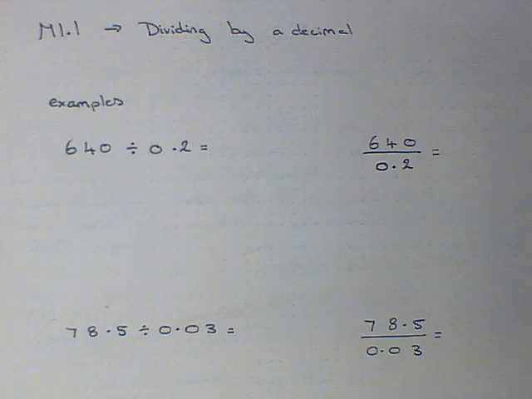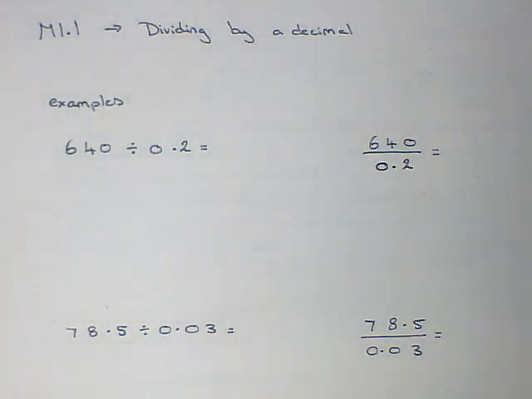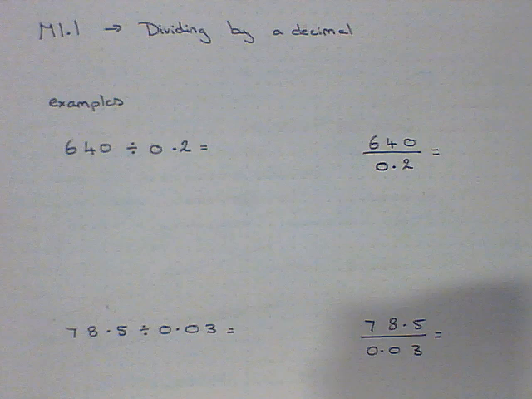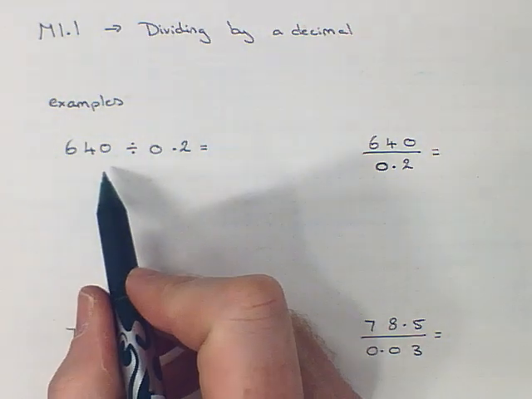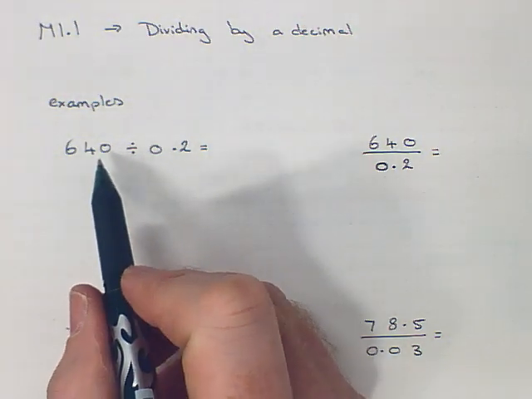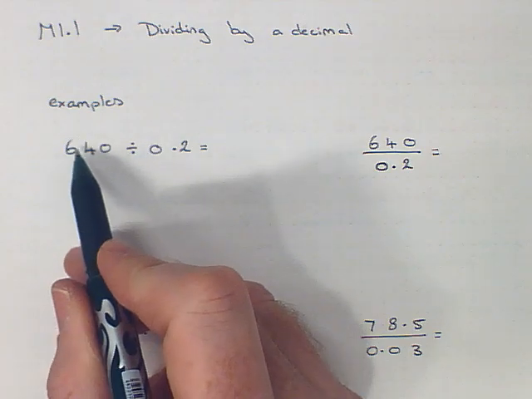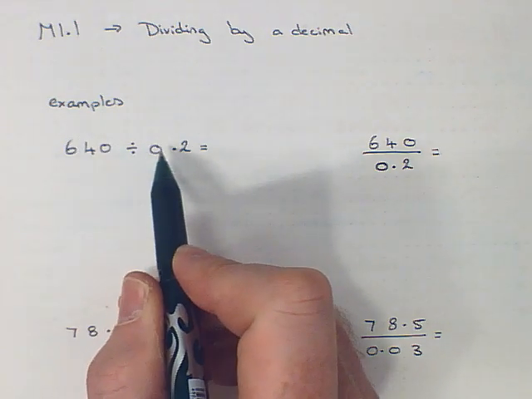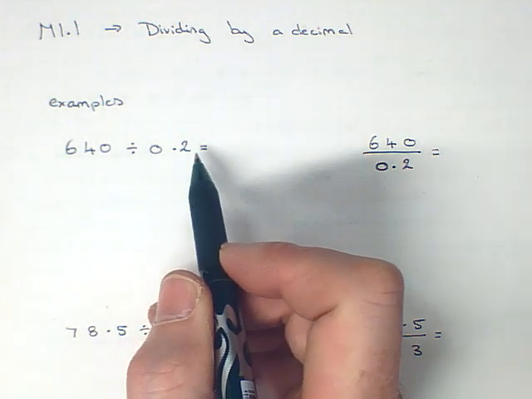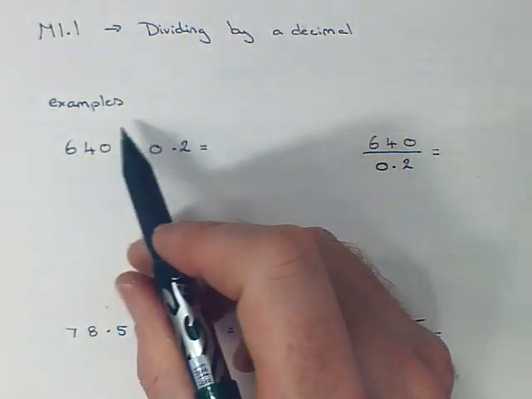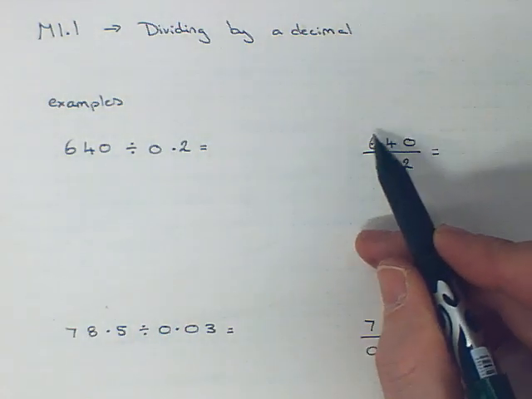This one we are looking at dividing by a decimal, so both whole numbers, integers by decimals, and then decimals by decimals as well. Okay, so if we have a look here, in my first example we've got 640 divided by 0.2. Now we could see the question written like this, or we could see it written as a fraction.